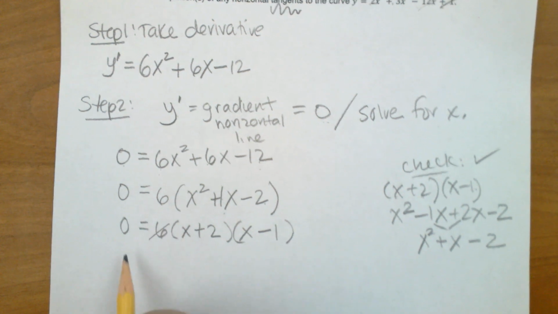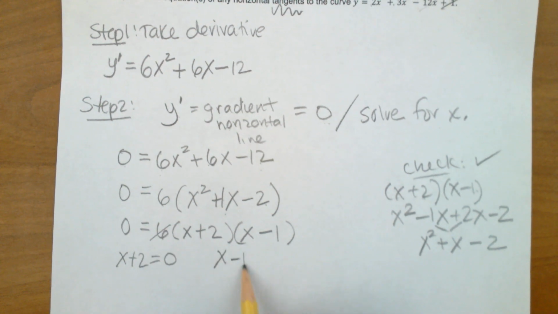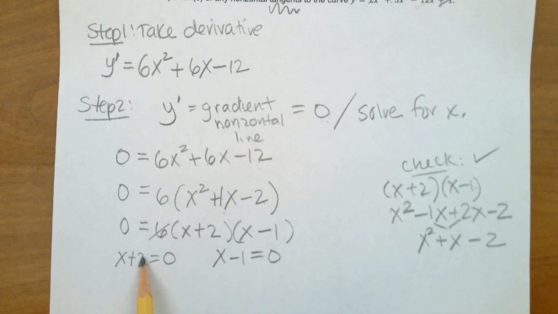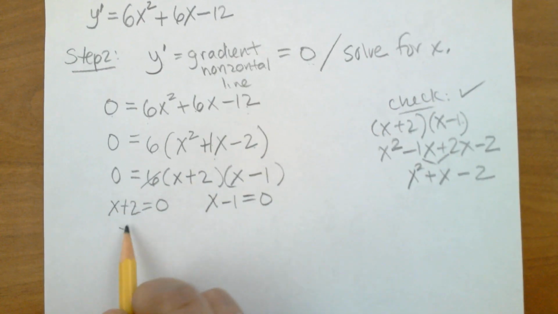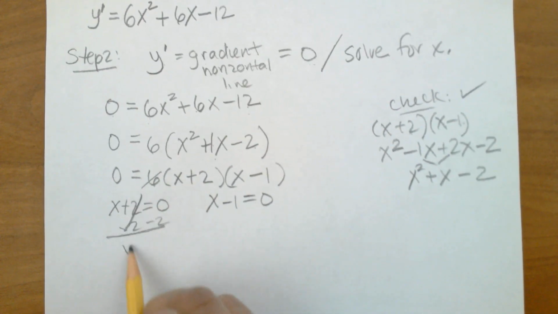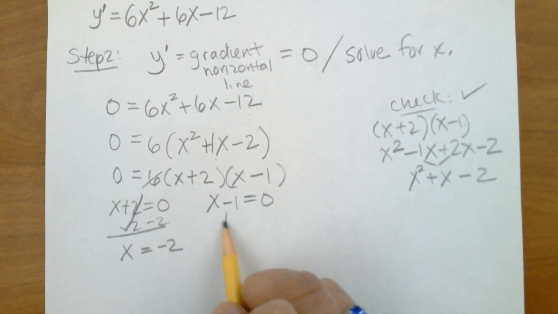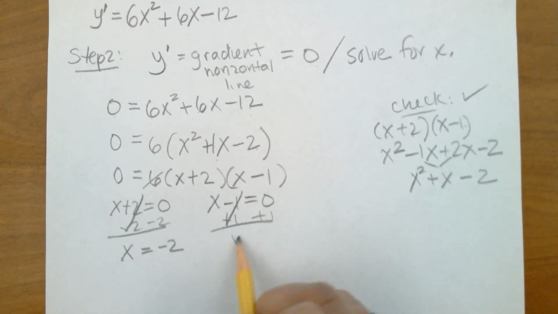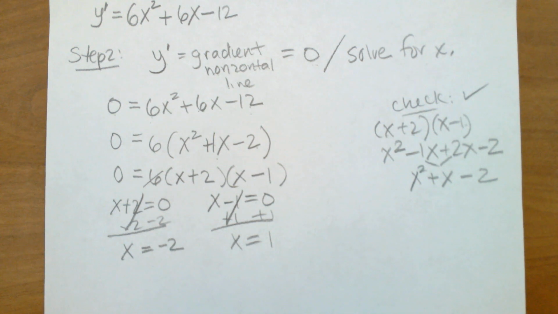Now, since I have my factors, I'm able to solve for x. I don't need this 6, I can drop that out, because all I need to do is take each parentheses, split it up, set it equal to 0, and find what my x is. Subtracting 2 here gives me x equals -2. Adding 1 here gives me x equals 1. So I found what my x values are. Perfect. I don't want my x values, I want my horizontal tangents.